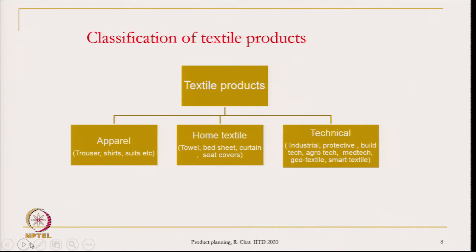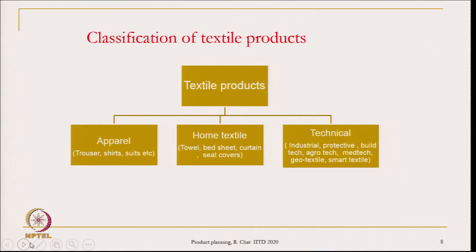Here we are trying to classify the textile products now. Textile products can be classified into 3 groups: apparel products, home textile products, and technical products. Apparel products are trousers, shirts, suits, and all other things that you use on a daily basis. These have been with us for a long time.